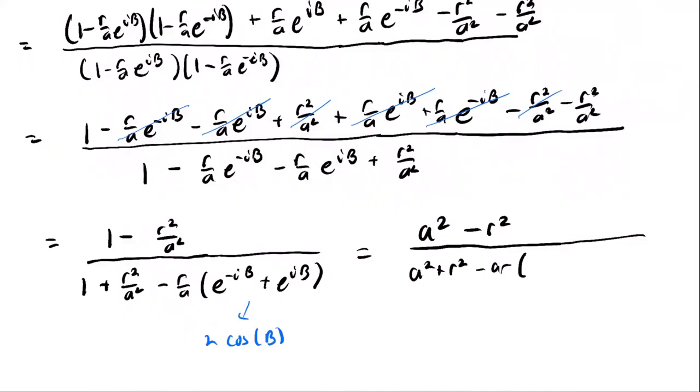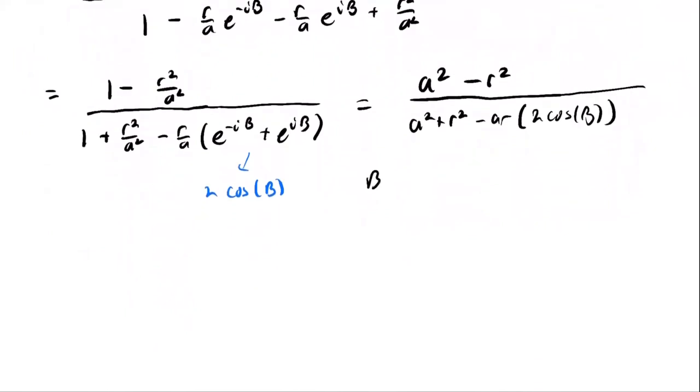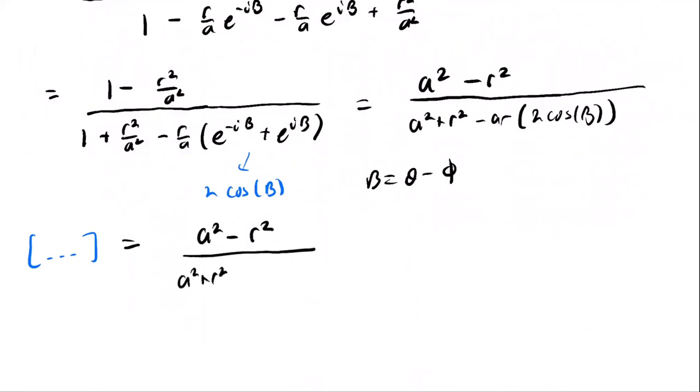So this ends up simplifying to 2 times cosine b, right? And so finally, remember that b is equal to theta minus phi. So at the end of the day, this term in brackets from earlier is equal to a squared minus r squared divided by a squared plus r squared minus 2ar cosine theta minus phi.